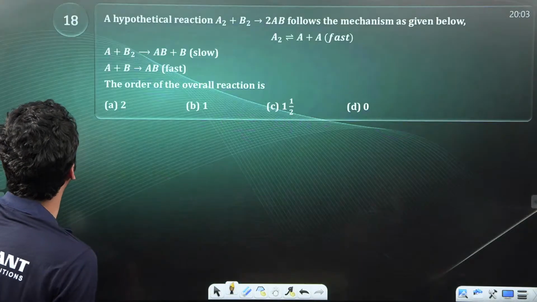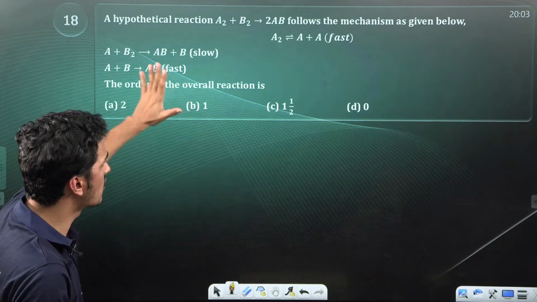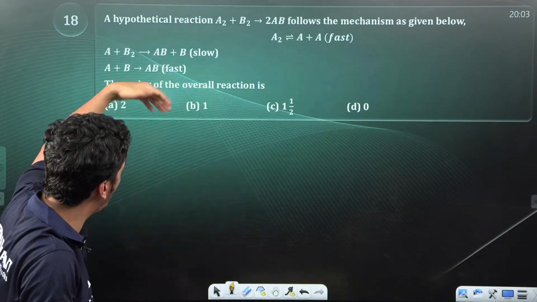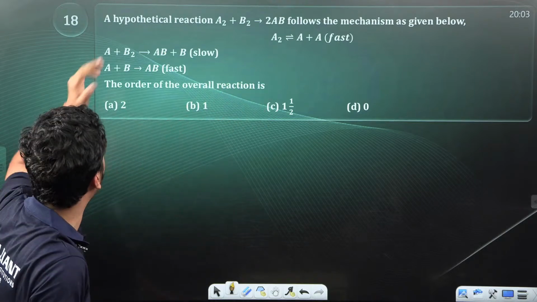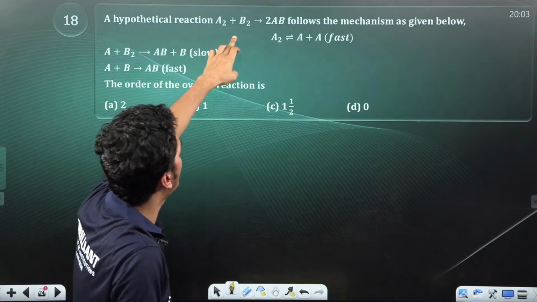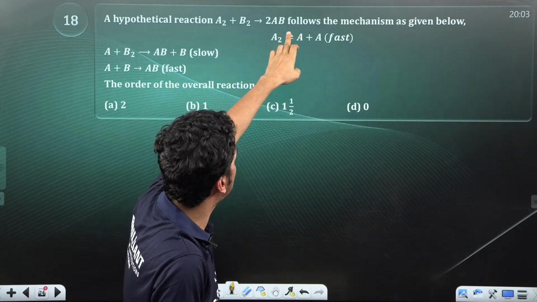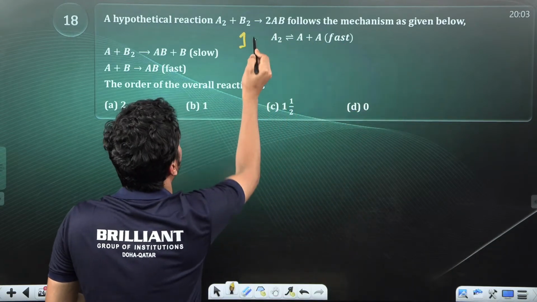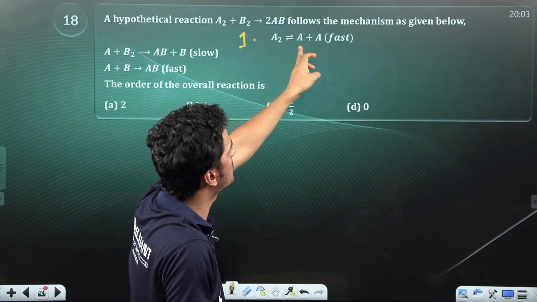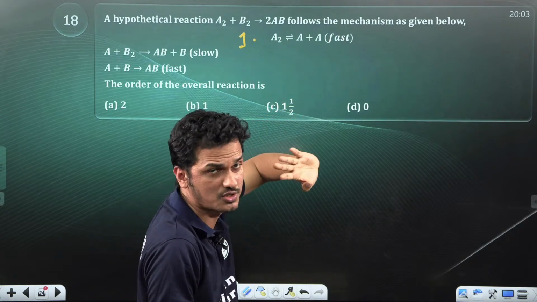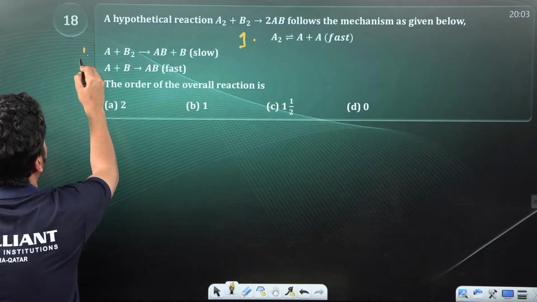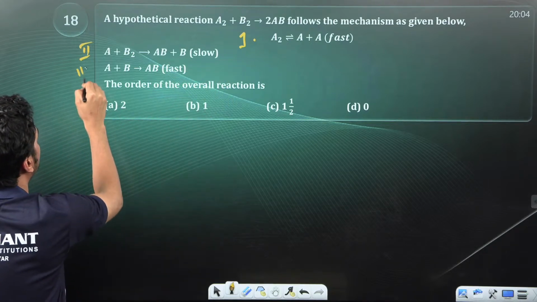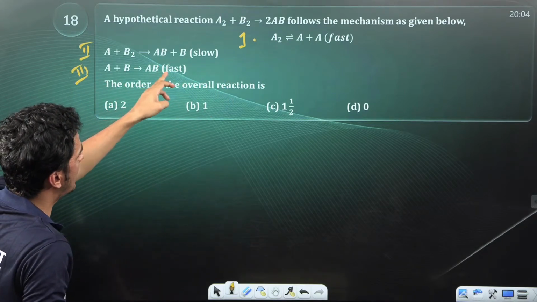We can go to the next question, the 18th question. Listen to me. This is also an important question. It is repeatedly asked; they ask only varieties. They are telling a hypothetical reaction A2 plus B2 gives 2AB, following the mechanism as below. Step 1: A2 reversibly gives A plus A. In the second step, A plus B2 gives AB plus B, it is slow. And in the third step, A plus B gives AB, fast.